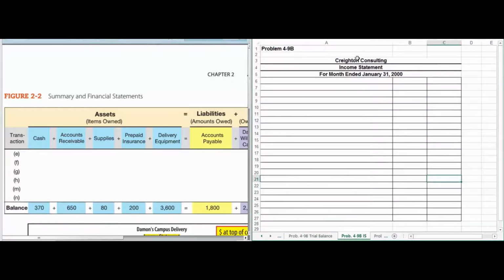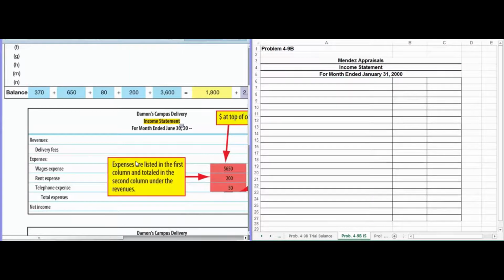So we're going to start with the income statement. Let's change that up there so you guys don't get confused. So we're just going to do it exactly like it's shown in the book. We're going to have our revenues. In this case, it is appraisal fees. And we're going to have our expenses. We have wages expense.